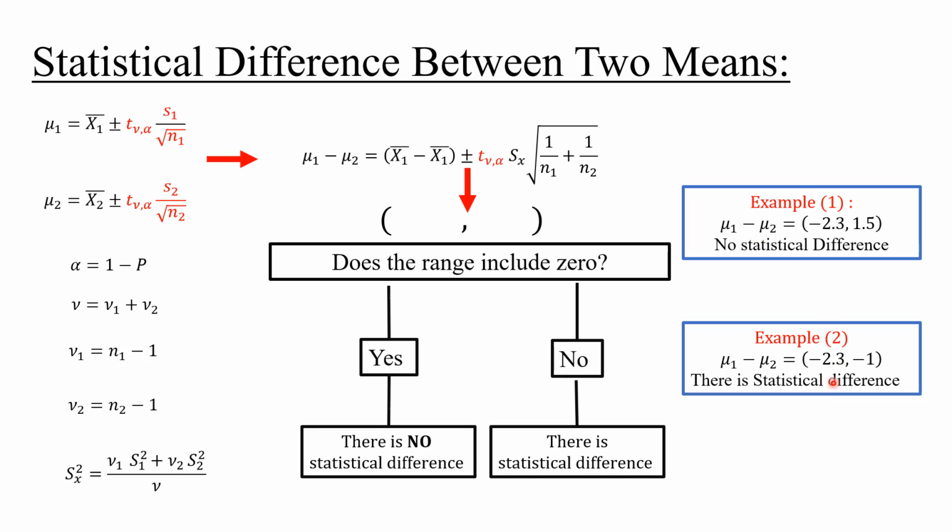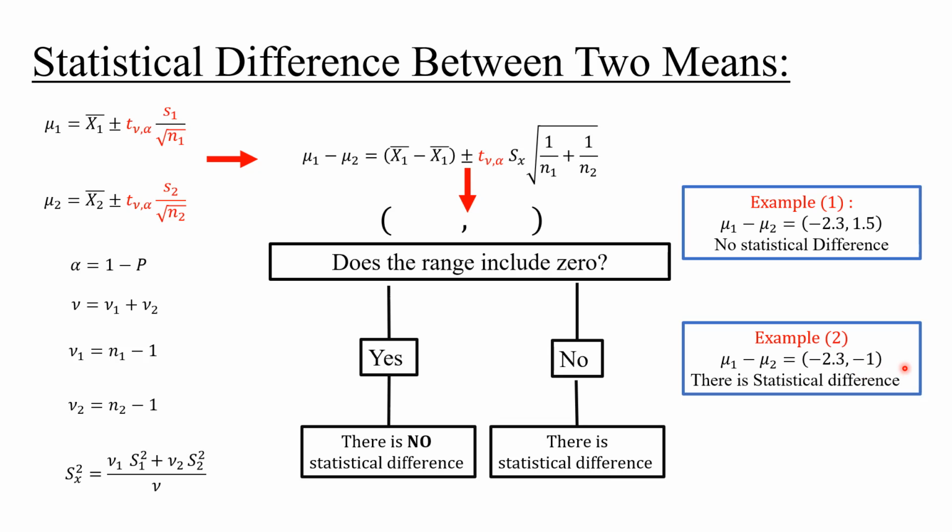Here, another example, this range is all in negative 2.3 to negative 1. That means that this range does not include 0, so there is a statistical difference. Mu1 is always less than mu2. So when we are moving from condition 1 to condition 2, actually we are getting a lower value. If we think about our example, that means that the property in the second condition is lower than the property in the first condition, because the range is in negative values.